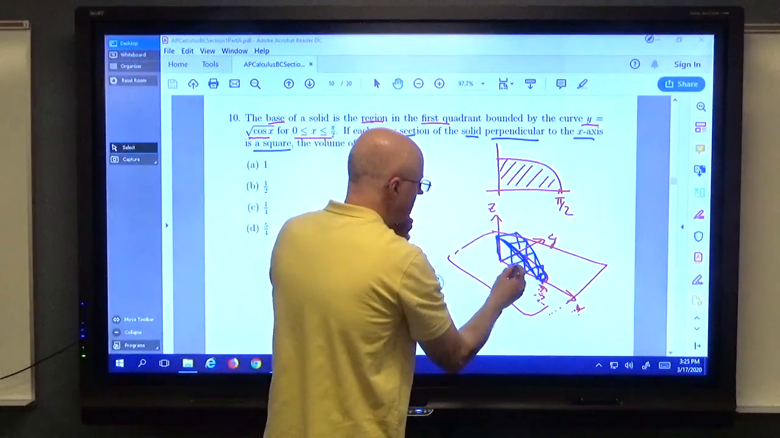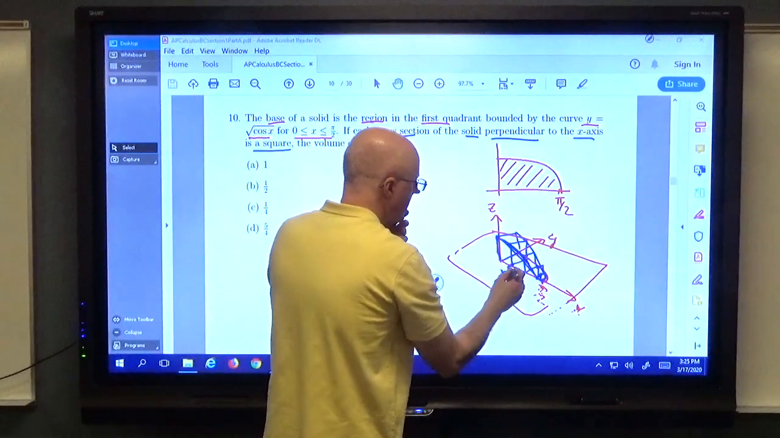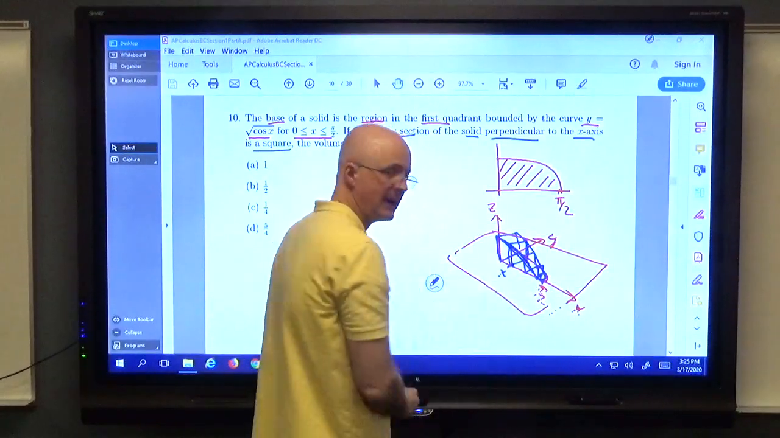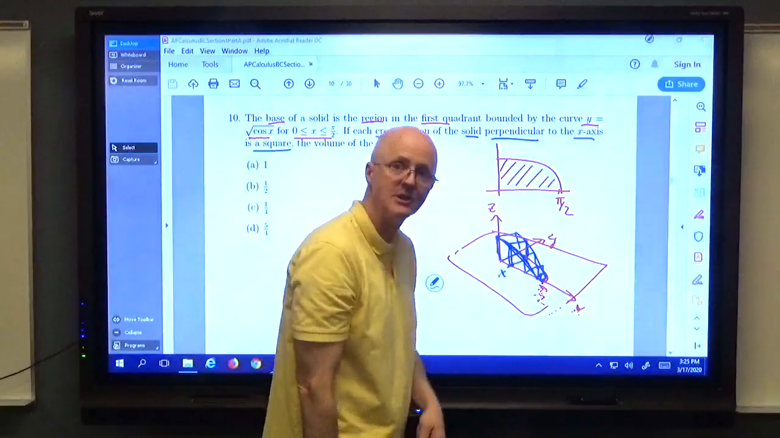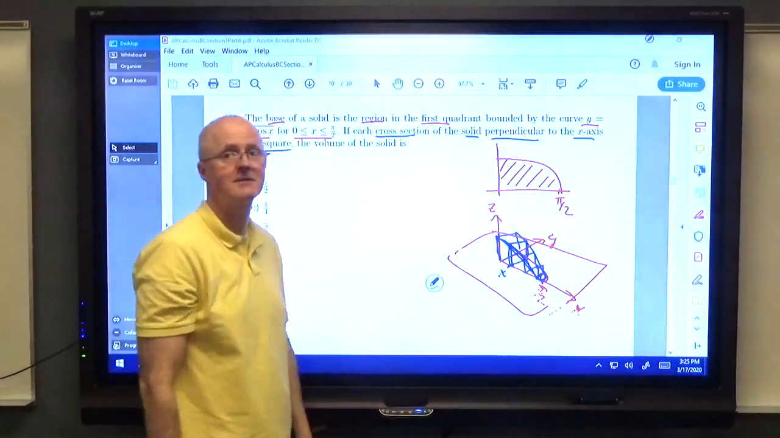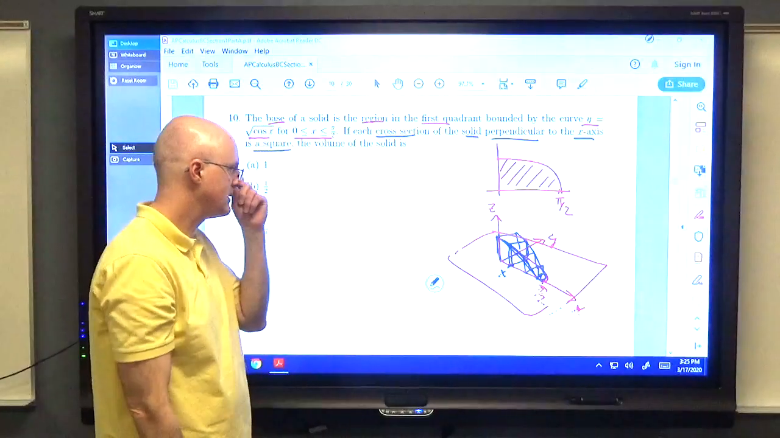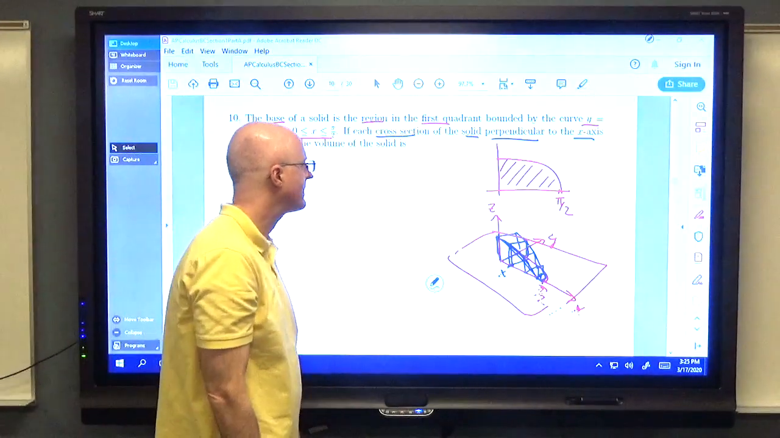For any given value of x, what we want to do is find the area of this cross-section in terms of x. And then that's the function you integrate to find the volume of the solid. You can argue in terms of Riemann sums or infinitesimals if you like to verify that, but that's what you do.